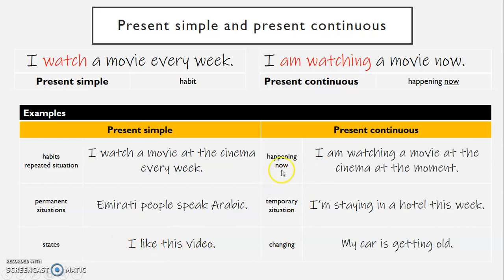Present continuous, something happening now. I'm watching a movie at the cinema at the moment. Temporary, I'm staying at a hotel this week. You might not be in the hotel right now, but this week you are staying there, so it's temporary. And something that's changing. My car is getting old. You might not see that this is happening, but you know it's changing at this time.